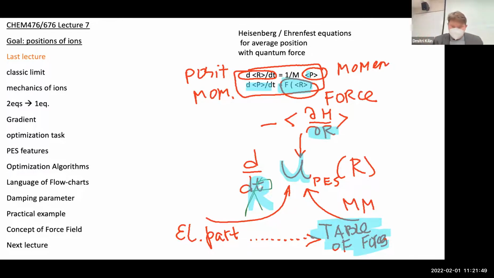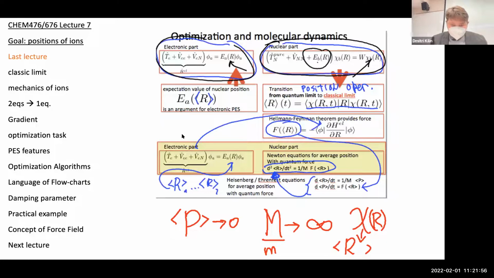I'm going to flip back a couple of slides. So we need to resolve the electronic part again, which will be different. This V sub En does depend on the positions of ions. The eigenenergy does depend on the position of ions, and this eigenenergy contributes to the potential energy surface. So anytime we move ions, we recompute the electronic part.